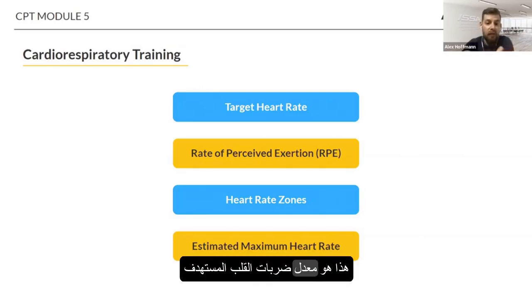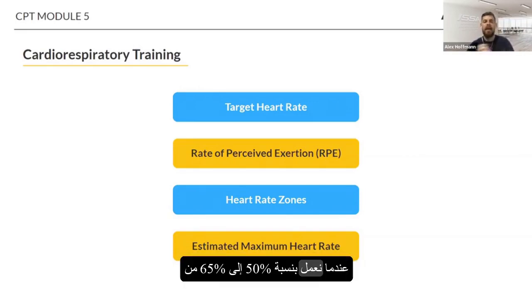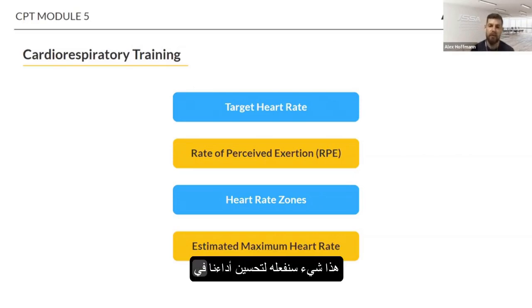So that's a target heart rate that's associated with a specific physiological adaptation. Typically, when we're working at 50 to 65% of our heart rate max, that's something we would do in a warm-up. When we get to 60 to 75% of our heart rate max, that's something we're going to be doing to improve our aerobic base, so we can do that for a long distance.